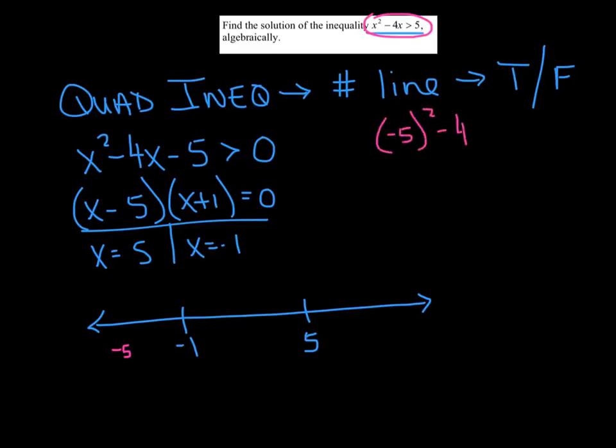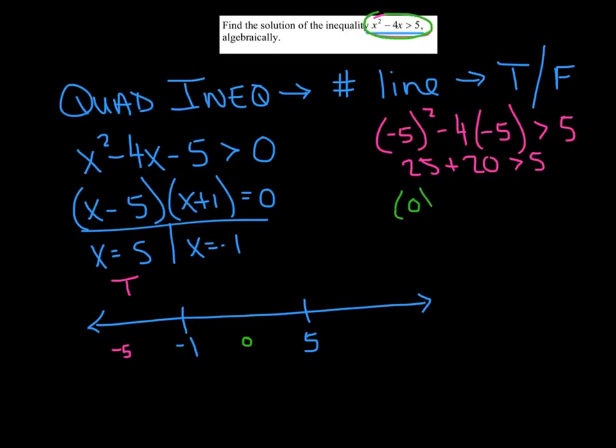-5 squared minus 4 times -5 greater than 5. Let's see, that turns out to be 25 plus 20. Is that greater than 5? I think yes, that's definitely true. The next thing I'm going to do is test a 0, just because it falls between -1 and 5. Again, I'm going to plug it into the original here. We got 0 squared minus 4 times 0 greater than 5. 0 minus 0 greater than 5. That's a big false. That is definitely not true.